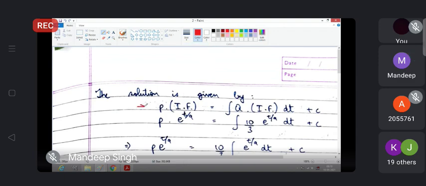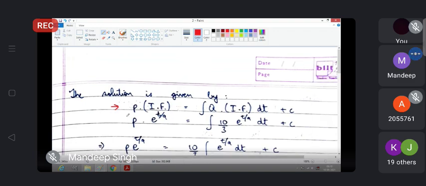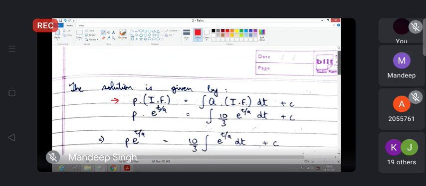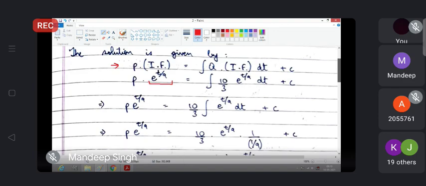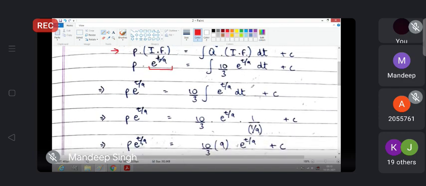The solution is given by p into the integrating factor. हमारा linear in p है इसलिए p आ गया यहाँ पे. P into the integrating factor is equal to integral of the right hand side, which is q, into the integrating factor dt plus c. P into integrating factor is p e raised to the power t over 9, which is equal to integral of 10 over 3, q हमारा 10 over 3 है, into e raised to the power t over 9 dt plus c. p into e raised to the power t over 9, 10 over 3 is taken outside, integral रह गया t over 9 का.